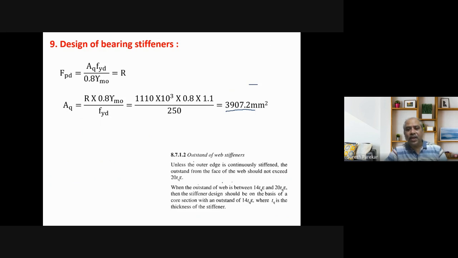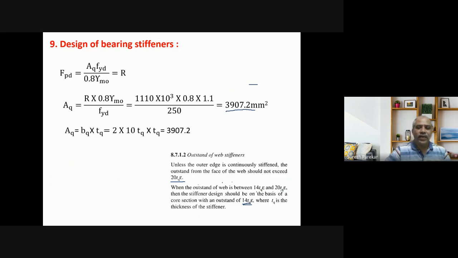Now, the outstand is given in clause 8.7.1.2, where we have the outstand of the web stiffener. You can see that unless the outer edge is continuously stiffened, the outstand from the face of the web should not exceed 20 tq epsilon. Epsilon we generally take as 1. When the outstand is between 14 tq and 20 tq, then the stiffener design should be on the basis of a cross section with an outstand of 14 tq. So it is preferable to go to 14 tq or less.